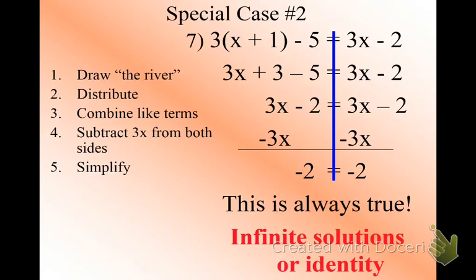So for the first special case, it was a little bit different because these two numbers down here were not equal to each other. So that was no solution. In this case, in special case number 2, it's infinitely many solutions because these two numbers are equal to each other and all of our variables were canceled out in the equation.